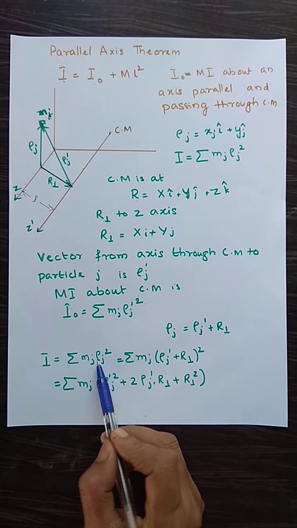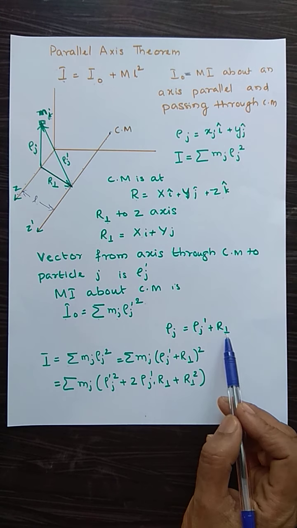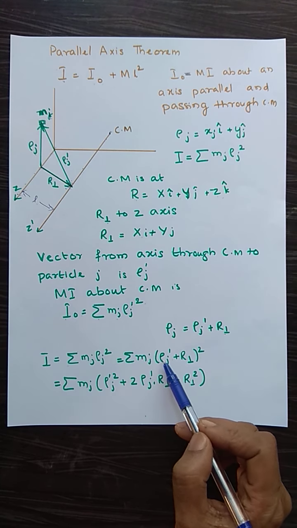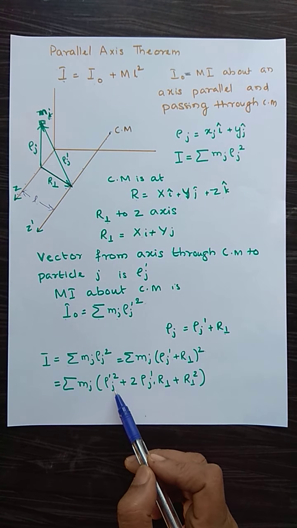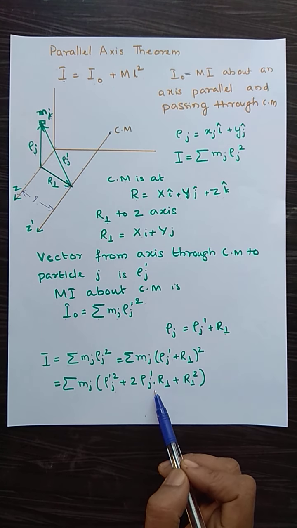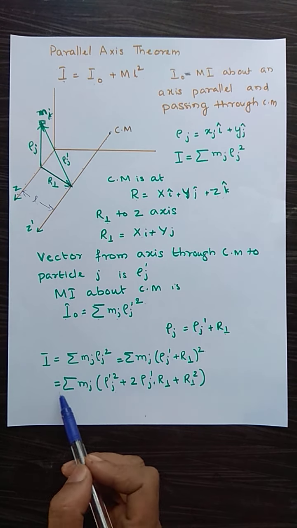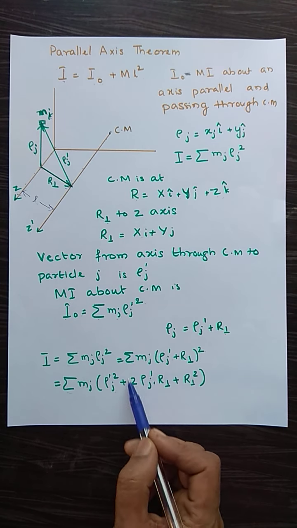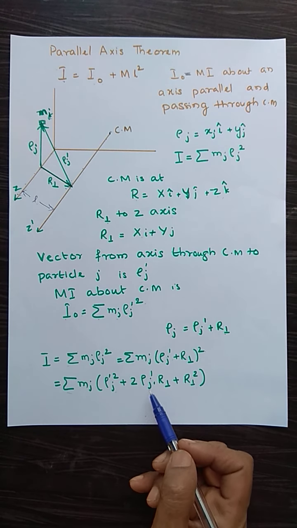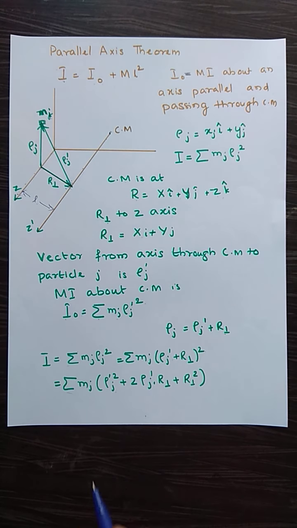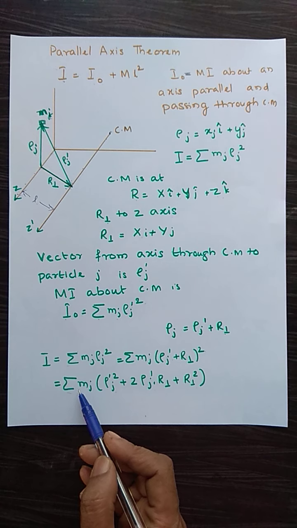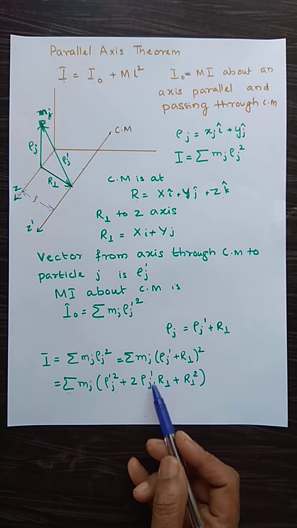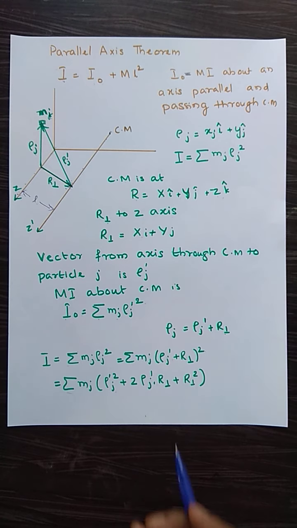Now I can substitute for rho j as rho j prime plus R perpendicular. The substitution I have made here. This is of the form a plus b the whole square, which I can expand as a square plus 2ab plus b square. So this is the term you are getting. In this, the middle term vanishes. How the middle term vanishes? Let us see. The middle term consists of sum over mj 2 into rho j prime dot R perpendicular.